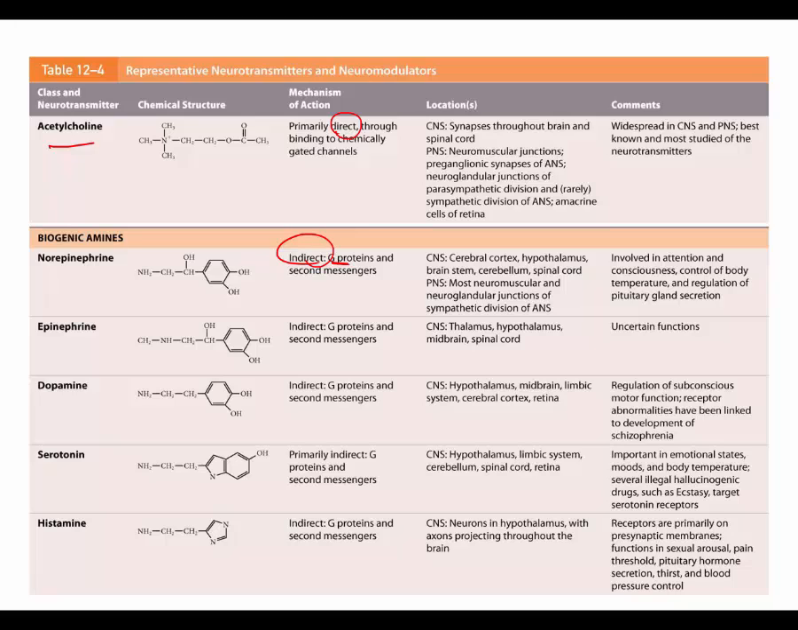Okay. So this table, be familiar with it. Start memorizing some of these neurotransmitters and how they act. I would start memorizing them as classes. You can see that they're already in classes for you.